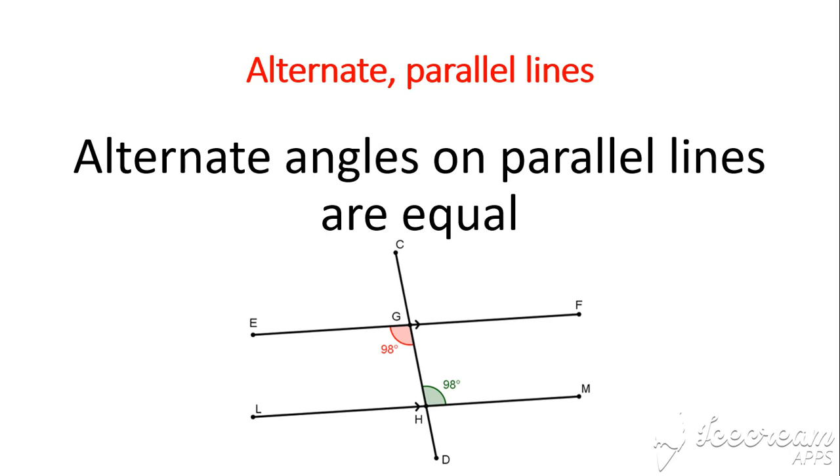Okay, so here's the geometric rule. Alternate angles on parallel lines are equal. Now pop your eyes down to the diagram below. You can see we've got two parallel lines and a line through them. That line through them is called the transversal, and you can see a pair of alternate angles on either side of the transversal, and they're equal.